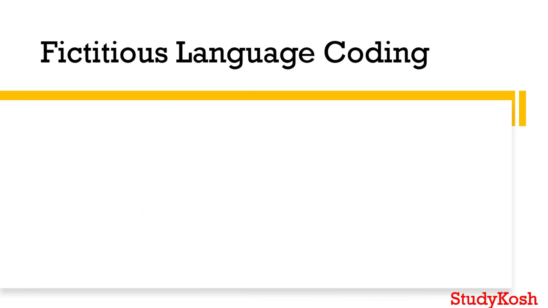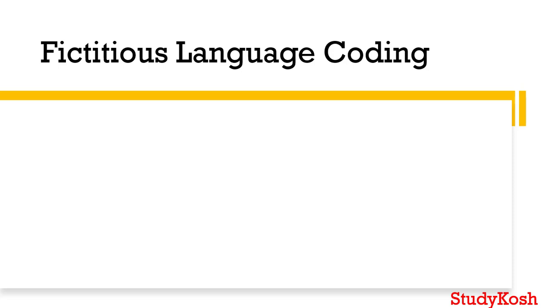Next we have fictitious language coding. In this type of question, you will be provided with some messages in code language and some codes are assigned to each word of the message. You are required to find out the code of each word by finding the common code for two words, and this process is followed to find out the code for each word. So let's see how we can do this.